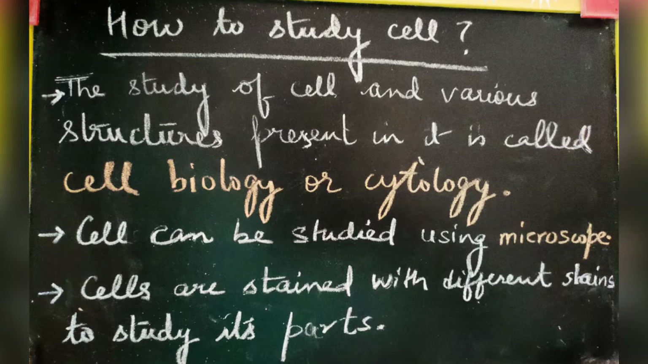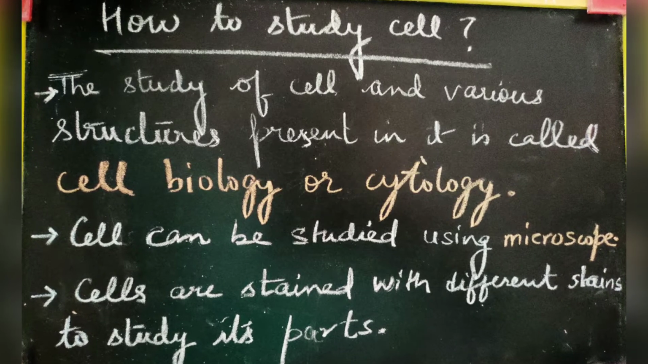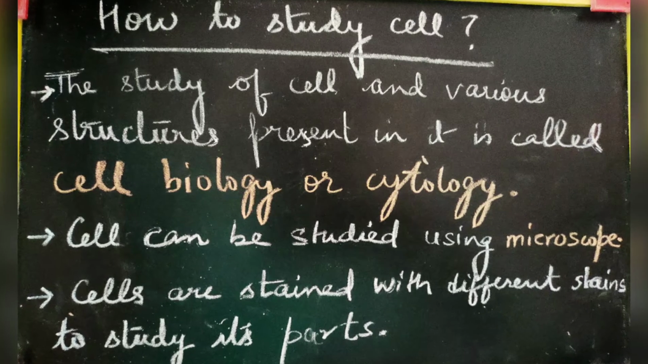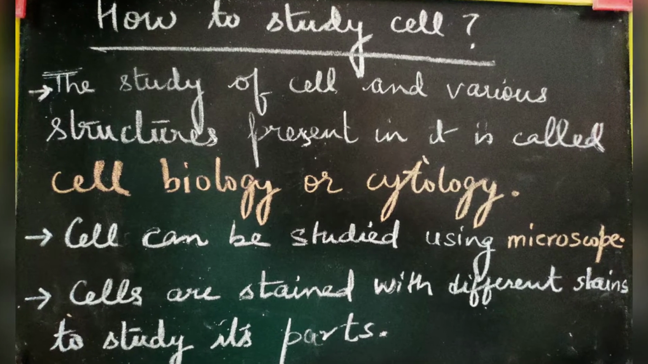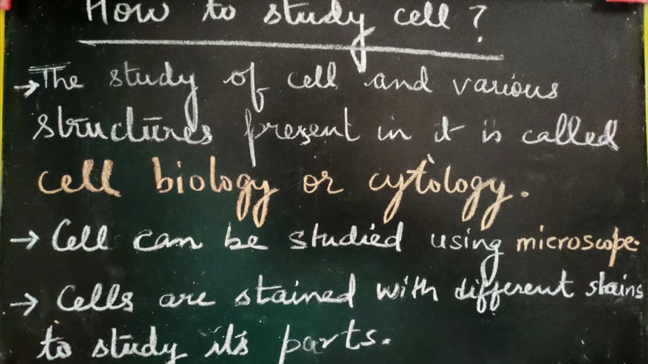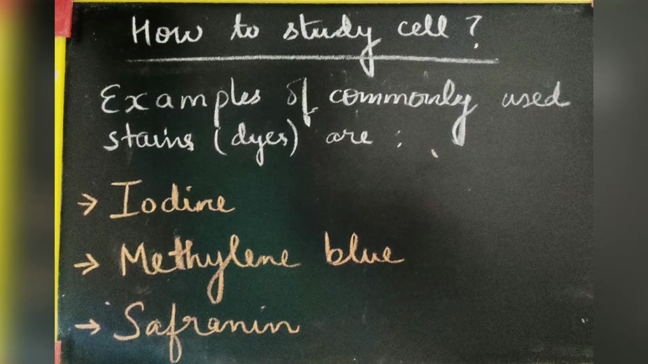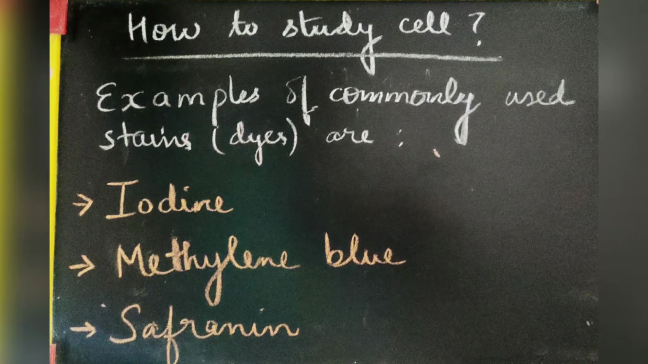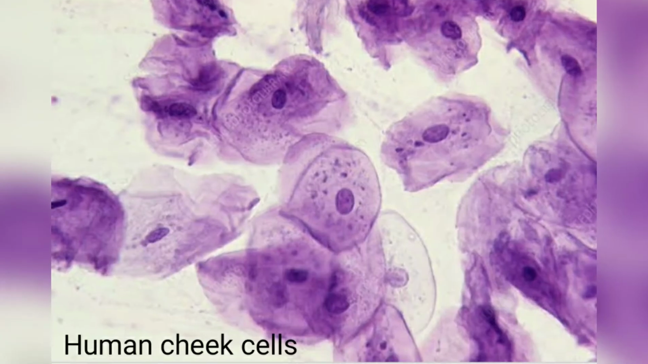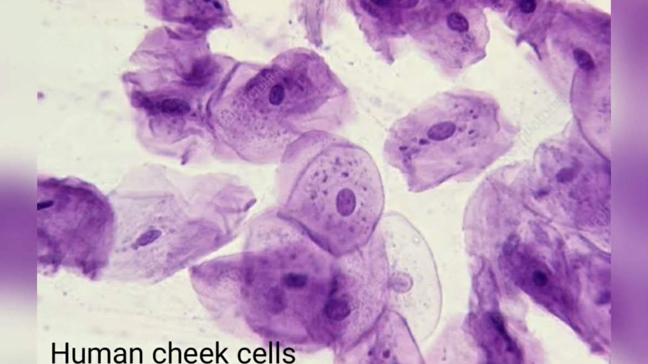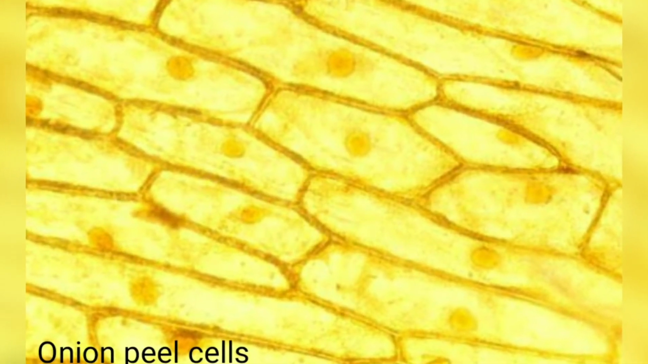The study of cell and various structures present in it is called cell biology or cytology. Cell can be studied using a microscope. Cells are stained with different stains to study their parts clearly. Some of the commonly used stains in the laboratory are iodine, methylene blue, and safranin. I'll show you the image of the human cheek cells which have been stained and also the image of onion peel cells which are stained.